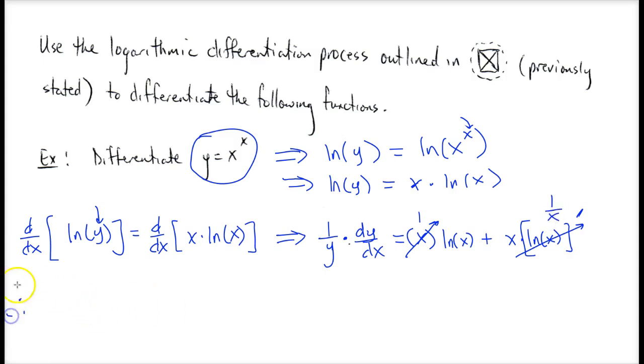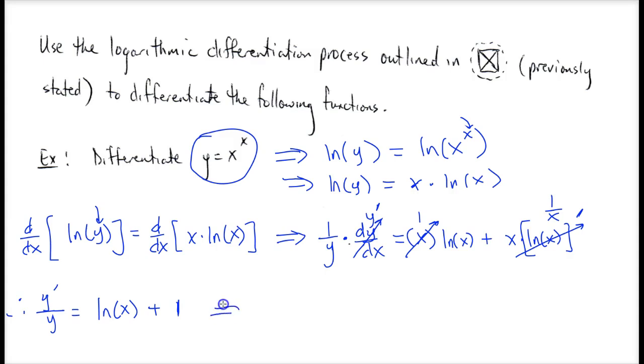As a result here, I'm also going to go ahead and rename this y prime and put it in prime notation, since I'm done actually executing derivatives. So I have y prime divided by y, which is equal to natural log of x, because 1 times natural log of x is just natural log of x, plus x times 1 over x, which is just going to give me 1.